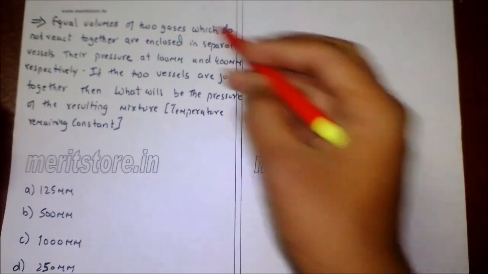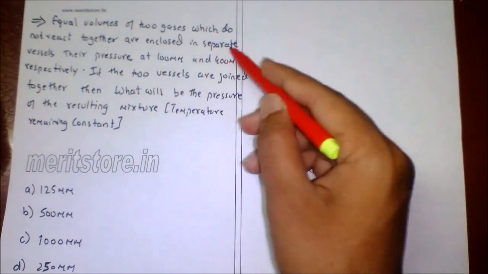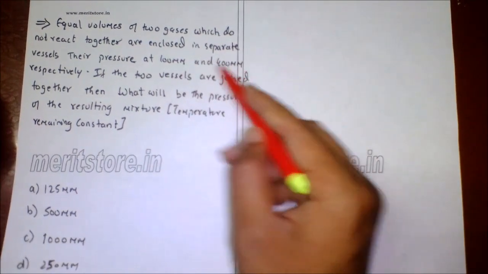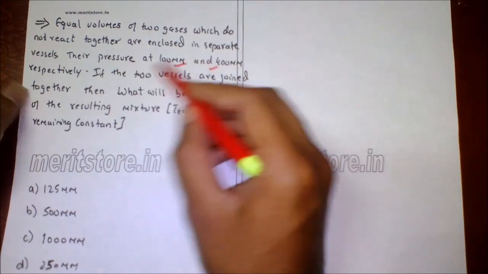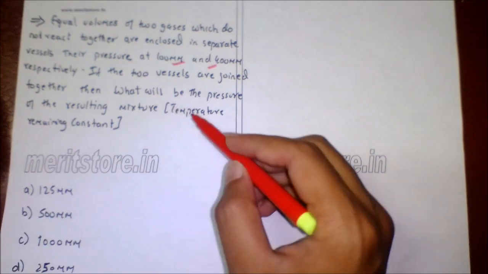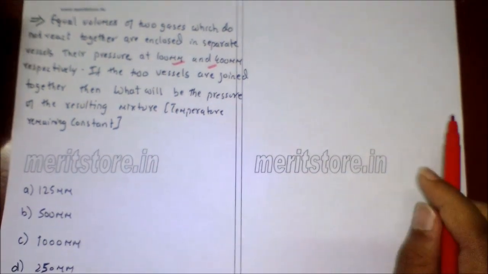Equal volumes of two gases which do not react together are enclosed in separate vessels, their pressure at 100 mm and 400 mm respectively. If the two vessels are joined together, then what will be the pressure of the resulting mixture, the temperature remaining constant?